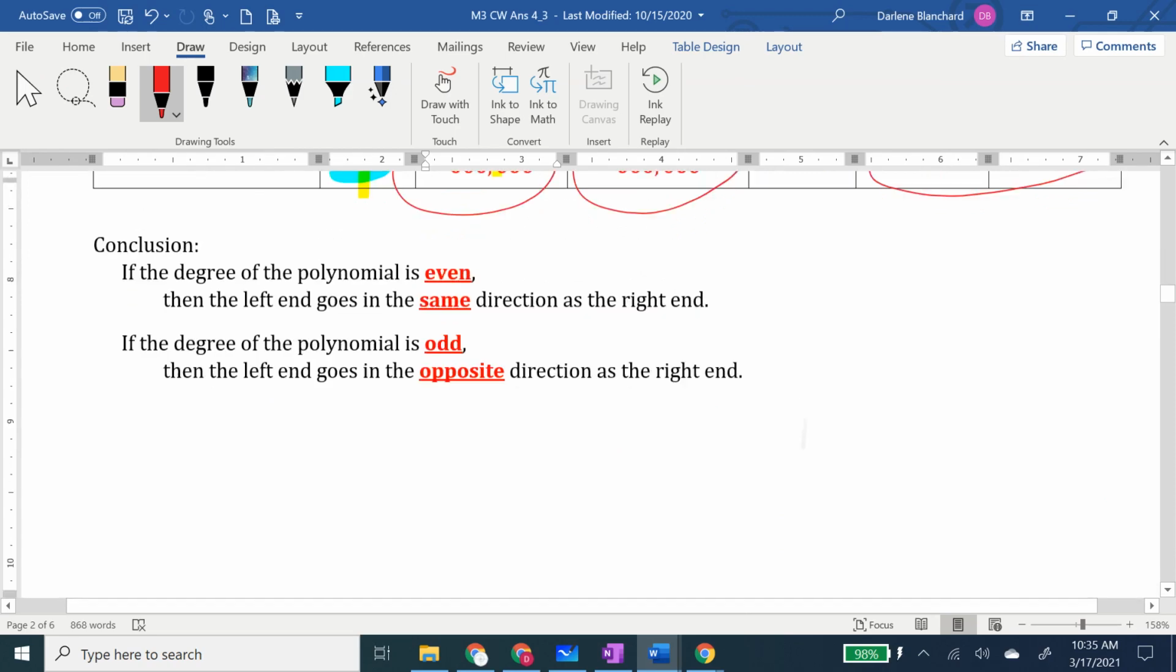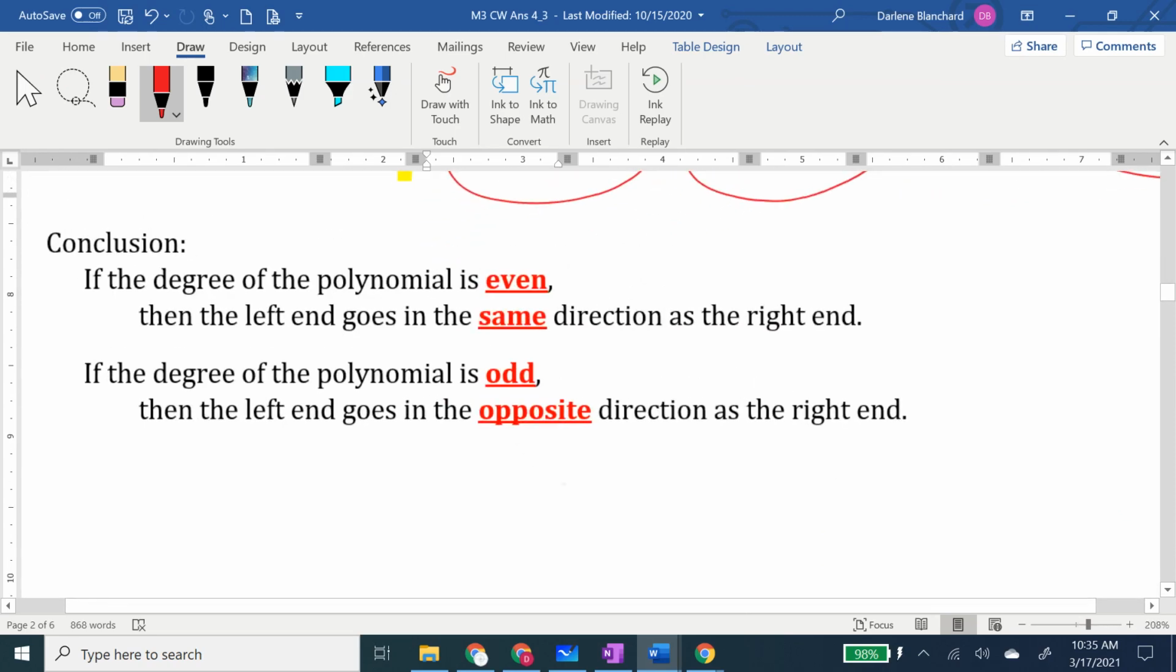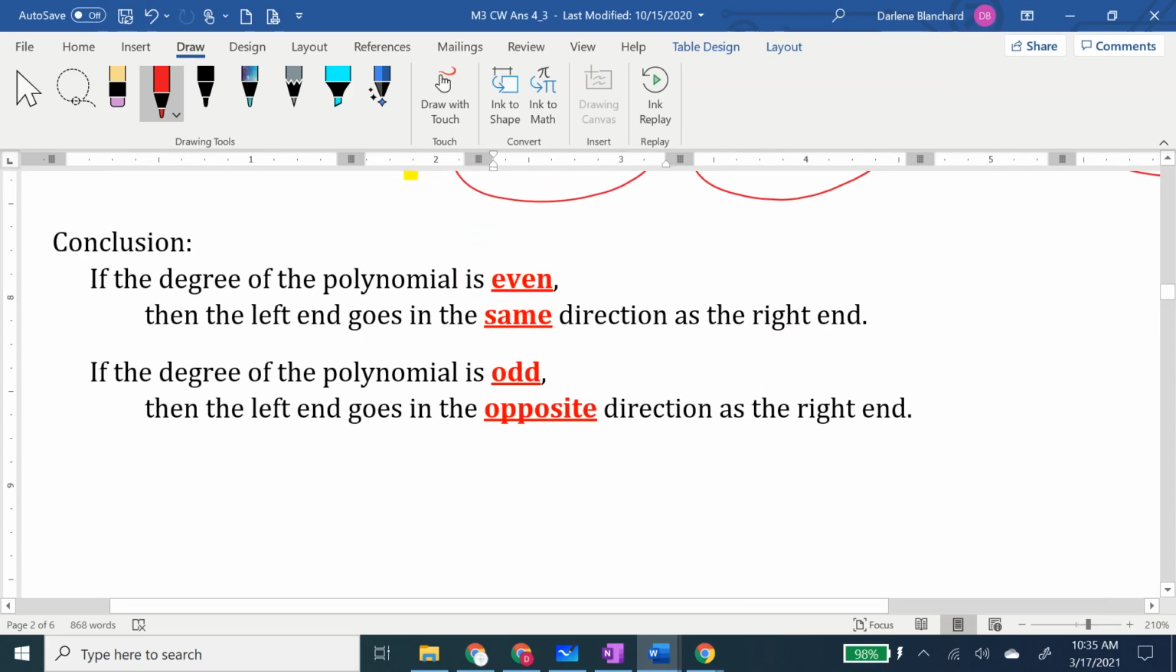That is what we want to conclude. So here's your conclusion. If the degree of the polynomial is even, then the left end goes in the same direction as the right end. If the degree of the polynomial is odd, then the left end goes in the opposite direction of the right end.